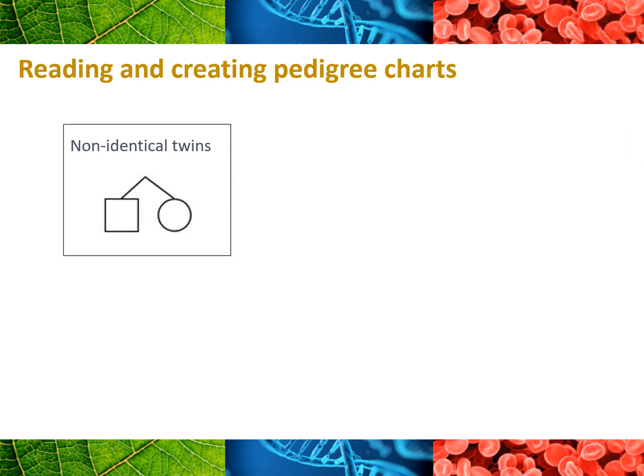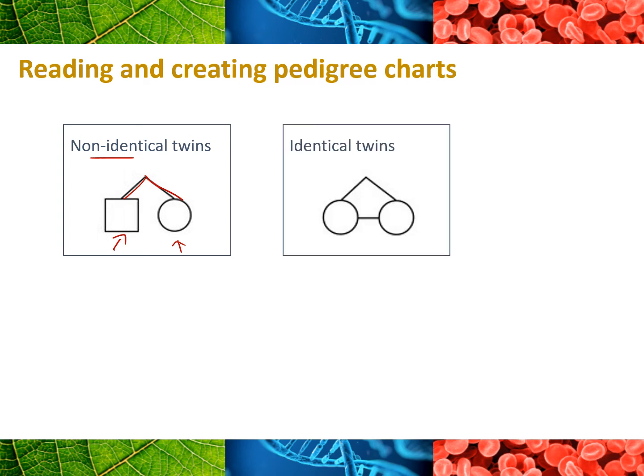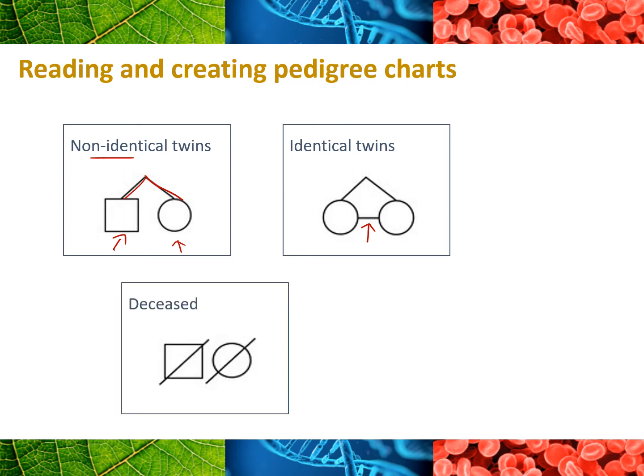There are a few other symbols that haven't been used in the ones before. So if you've got non-identical twins, they are shown like this. They basically come off from one line. Here we've got male-female twins that are non-identical. If they are identical twins, firstly, they would have to be the same sex because they are identical, and then they would have a line between them as well.